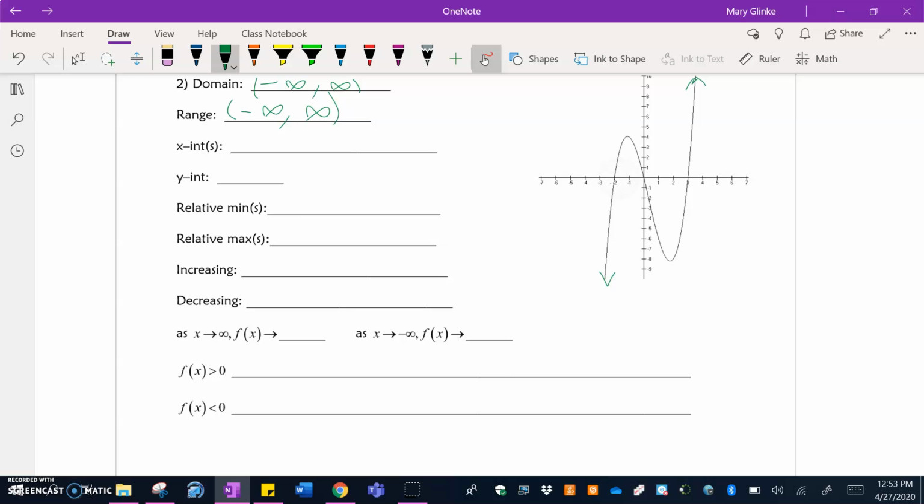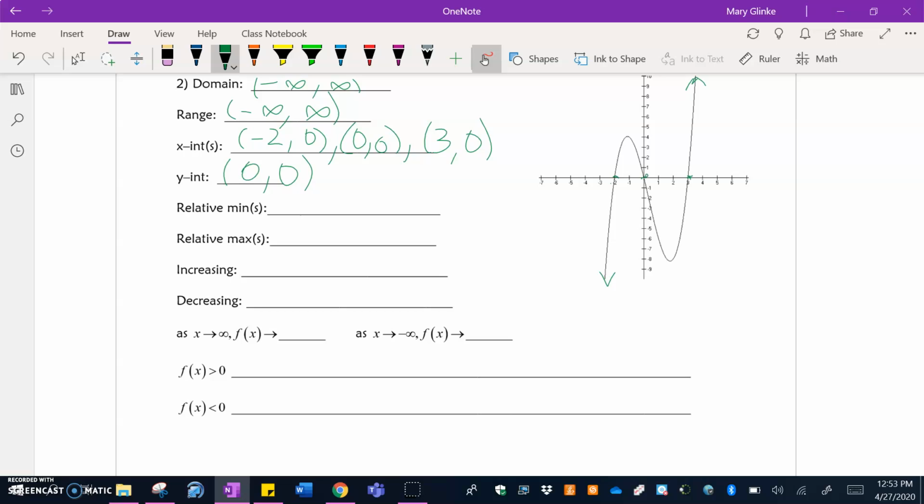Our graph crosses the x-axis in 3 different spots, when x is negative 2, 0, and 3. So it's (negative 2, 0), (0, 0), and (3, 0). Our graph crosses the y-axis at one spot, (0, 0).